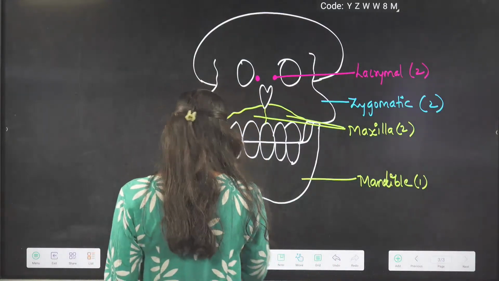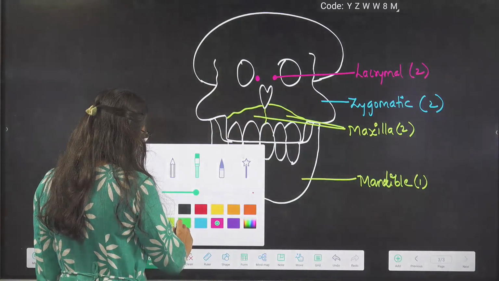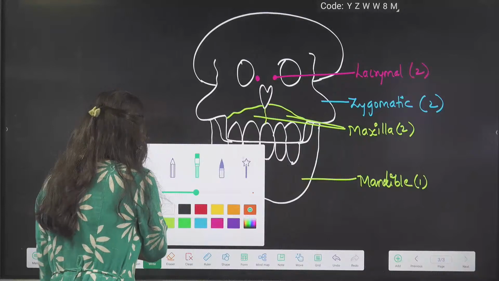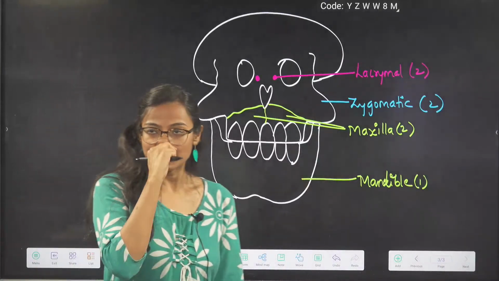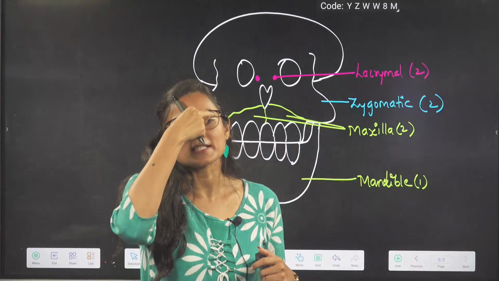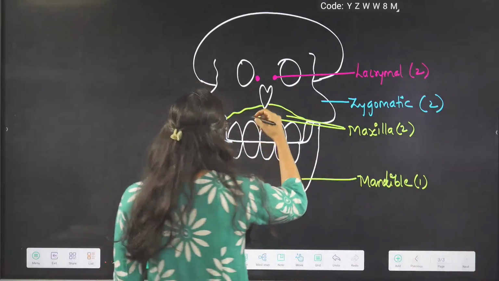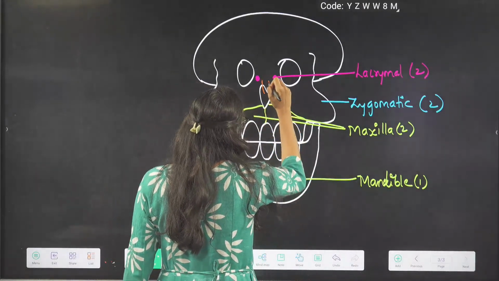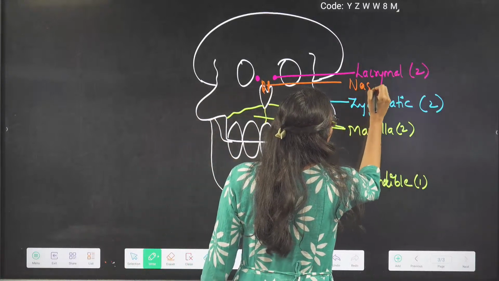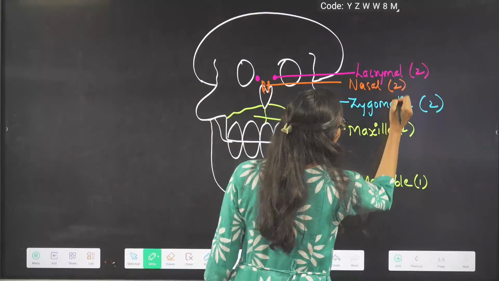Okay. Then next I'll talk about some bones which are again not directly visible. We can mark it in the diagram. One we can mark it, that is the nasal bone, right? It is present on the top inside over here. Over here we have two bones which are called the nasal bones. So these are also two.